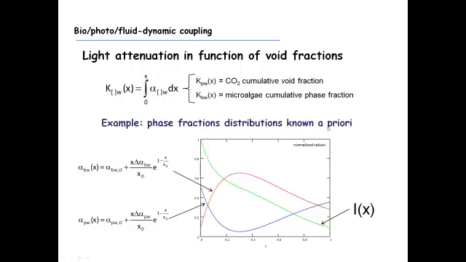Some numerical examples. Okay, if we know a priori how these void fractions are, we can impose them. For instance, this formula, okay, which is quite a good representation of what happens in practice. Okay, so the red curve shows the gas bubbles void fraction, the CO2 bubbles void fraction. Okay, when you have the peak here of CO2, you have a valley of microalgae, which is the blue curve.